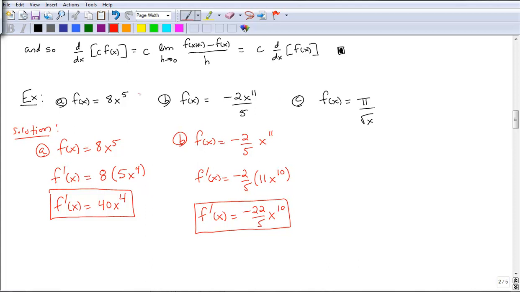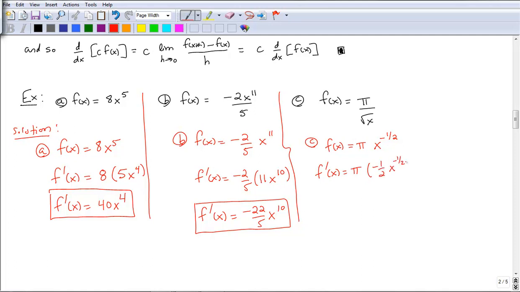C is the same type of thing. To do part C, we have to rewrite f of x a little bit. I can take the pi as a constant, 3.14. But I need to write the square root of x as x to the 1/2. But it's on the bottom, so to move it to the top, I have to make it the negative 1/2. Now when I find the derivative, the pi is a constant. Negative 1/2 multiplies out front, and I have to take 1 away from it. Well, when I take away 1 from negative 1/2, I get negative 1.5, which is negative 3/2.